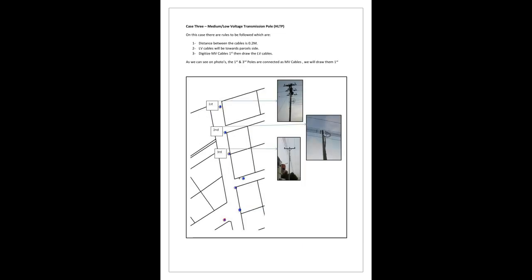Case 3, Medium/Low Voltage Transmission Pole, HLTP. In this case there are rules to be followed, which are: 1. Distance between the cables is 0.2 m. 2. LV cables will be towards the parcel side. 3. Digitize MV cables first, then draw the LV cables. As we can see on the photos, the first and third poles are connected as MV cables. We will draw them first.